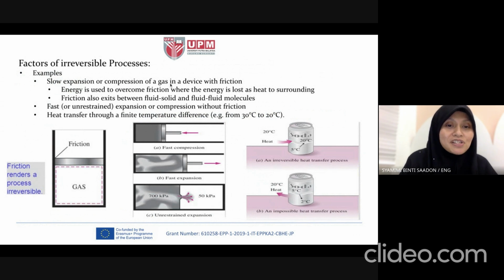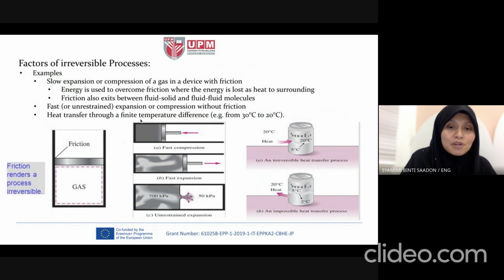Okay, the friction also exists between fluid and solid, and fluid molecules. Sometimes between two solids, or two fluids, or between fluid and solid molecules, there is also some friction. And then fast expansion and compression just now, even without friction, the process is very fast, so it cannot be reversible, cannot be reversed back to its initial state.